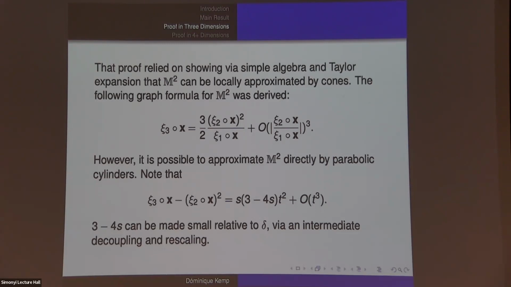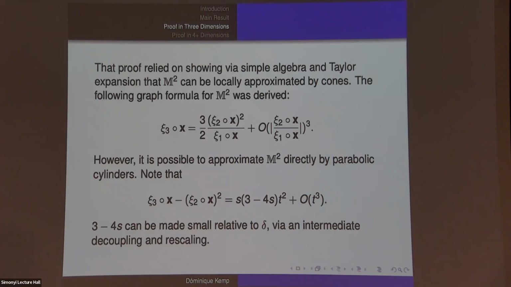We start very simply. We just take the second component, square it, and examine the difference with the C3 component. And again, we're in 3 dimensions, so this is our last component. And this is what we find by direct computation. There's a t squared term, 3 minus 4s, and s. The s here is not relevant, but we do care about 3 minus 4s, and we'll see why. And the O(t cubed) is actually a really good error for iterative decoupling.